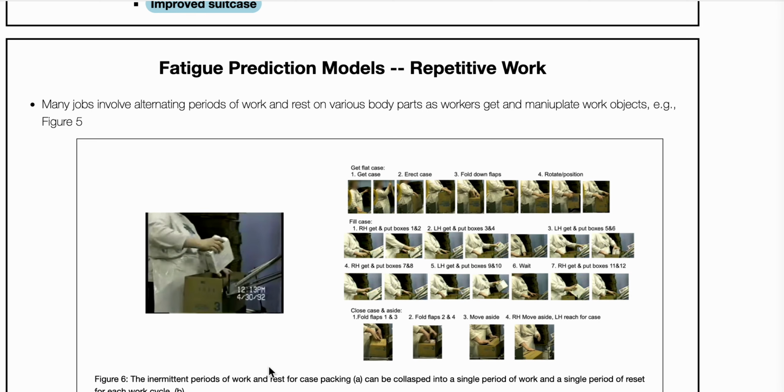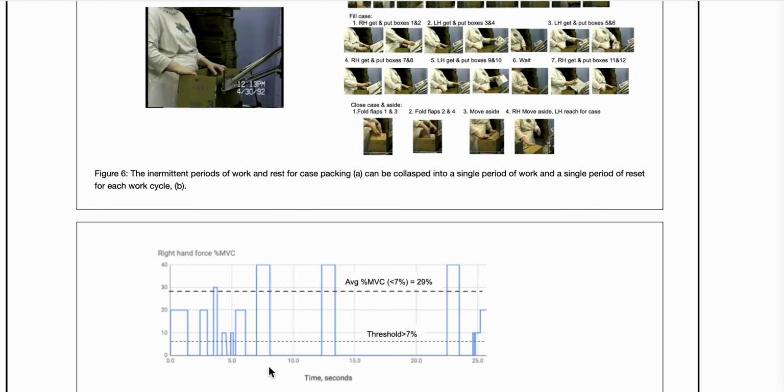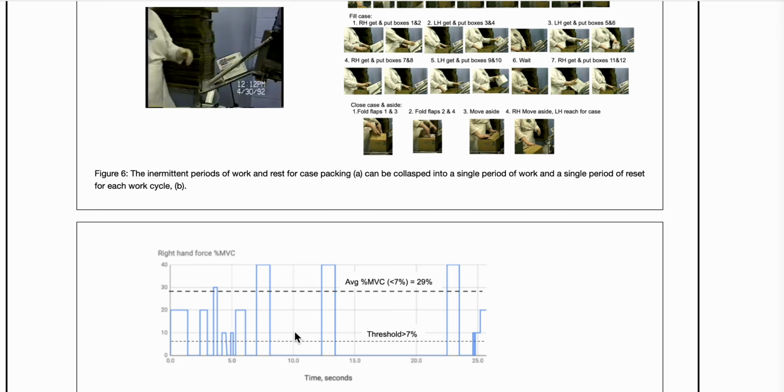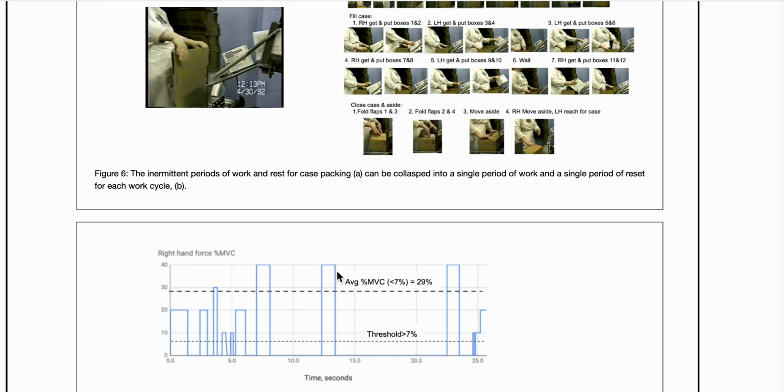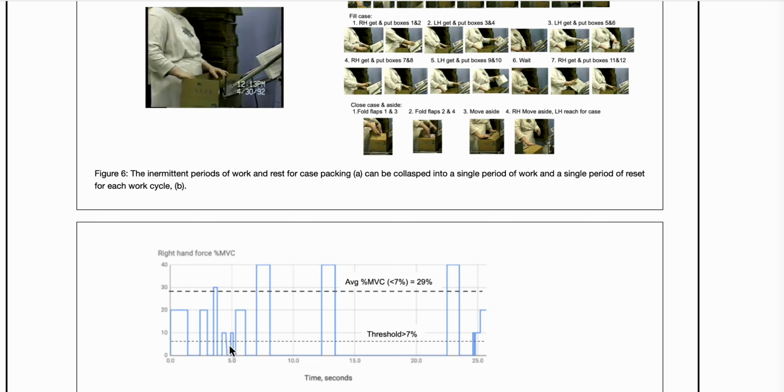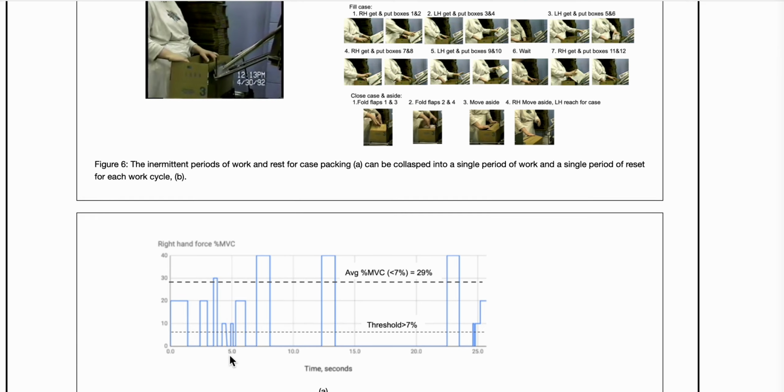And actually I'm going to scroll down here just a little bit and show you what the force pattern looks like for this. What you'll see here is that we have a series of exertions. The worker gets and erects a case, and then some larger exertions followed by some periods of waiting while they actually put product into the case, and then some quick exertions to push the case aside into a taping machine. Now, this is more detailed than what we can really manage with our models.